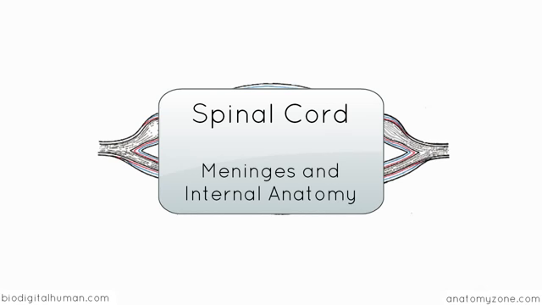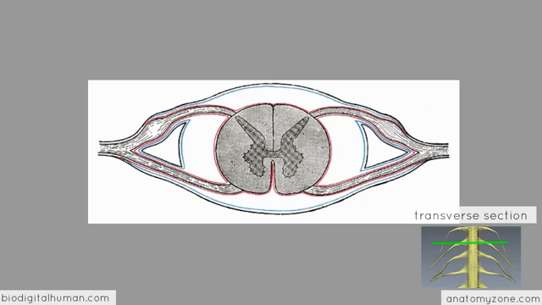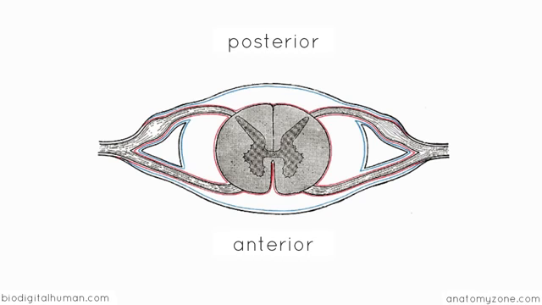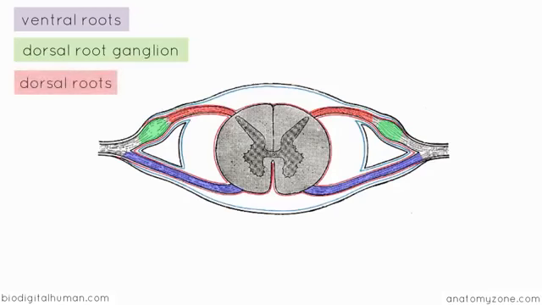Okay, so in this part of the tutorial we're going to take a look at the coverings of the spinal cord, so the meninges, and we'll take a look at the basic elements of the internal structure of the spinal cord. So down at the bottom is anterior and up at the top is posterior. And as I showed you before on the 3D models, we've got the ventral roots, which I've highlighted in purple. We've got the dorsal root ganglion and the dorsal root of the spinal nerve.